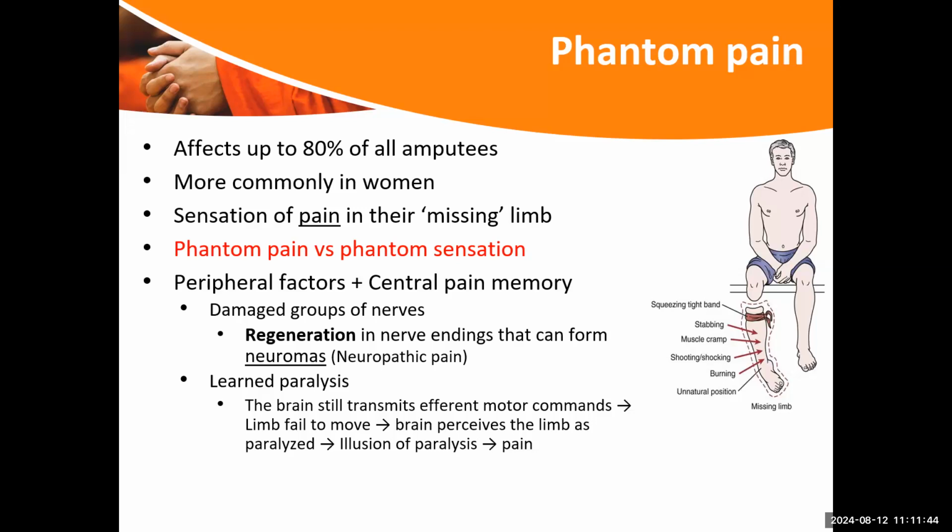So how can you help the patient? We will talk about this later. It affects up to 80% of the amputees, more commonly in women. Sensation of pain in the missing limb. Phantom sensation, we also need to remind the patient, because sometimes they still think the limb is there.